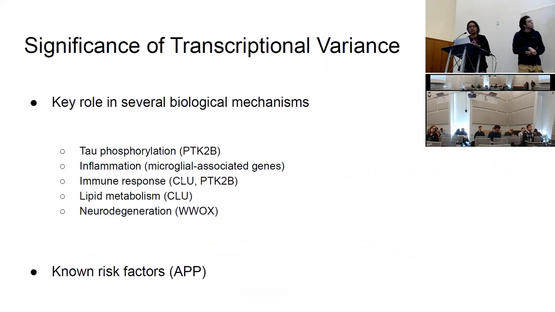So in terms of the biological mechanism, we tried to look at sort of an aggregate genome study to see if we found some of the same hits within our data set, and then also tie that to biological mechanism to put all of this into context. So we found some important drivers in terms of tau phosphorylation, lipid metabolism, and neurodegeneration, among others. And then also we found variants in APP, which is a known risk factor in genetic Alzheimer's disease.